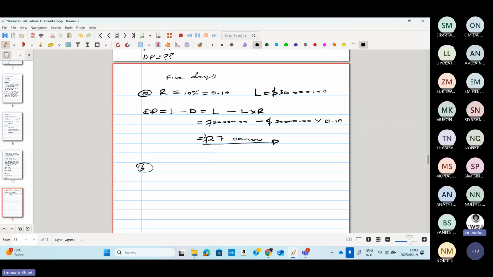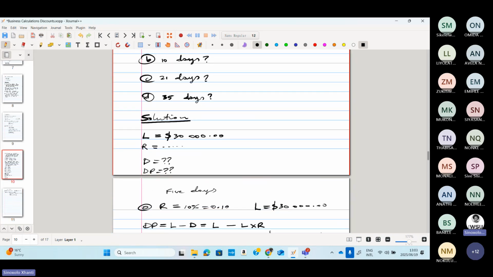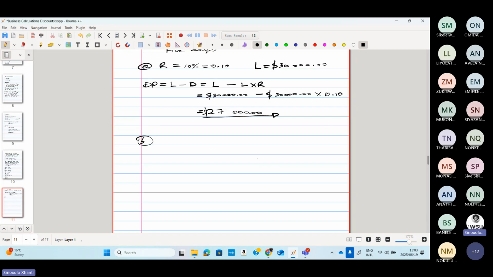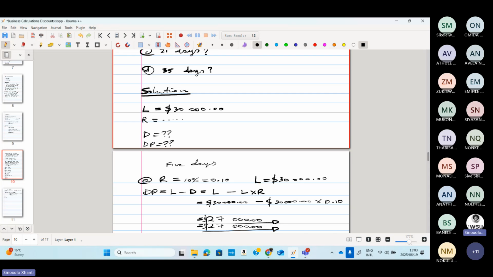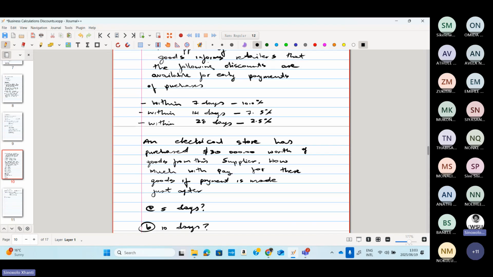What is B saying? B is saying after 10 days. So with B, we have 10 days. When we have these 10 days, we have to go back and look. You can see that 10 is bigger than 7, which means we're supposed to be here, but 10 is less than 14.